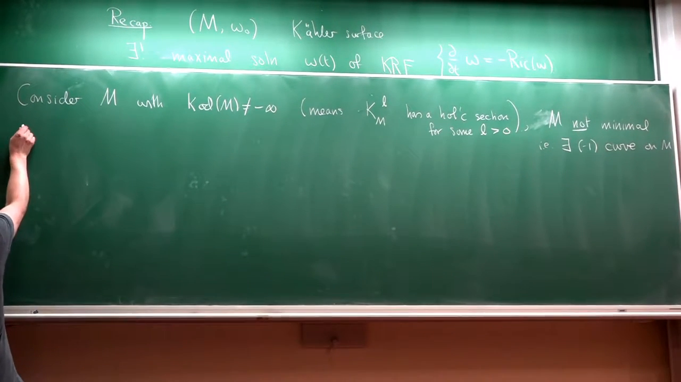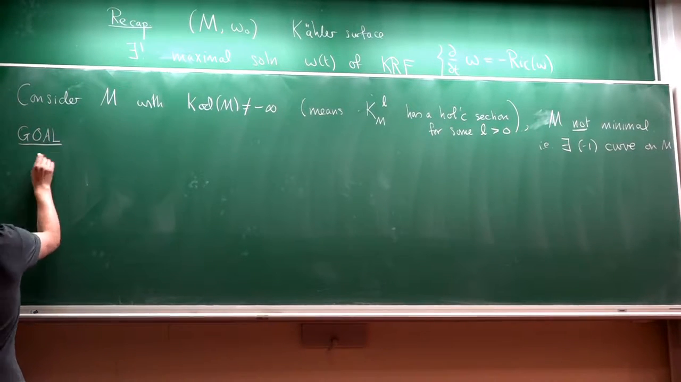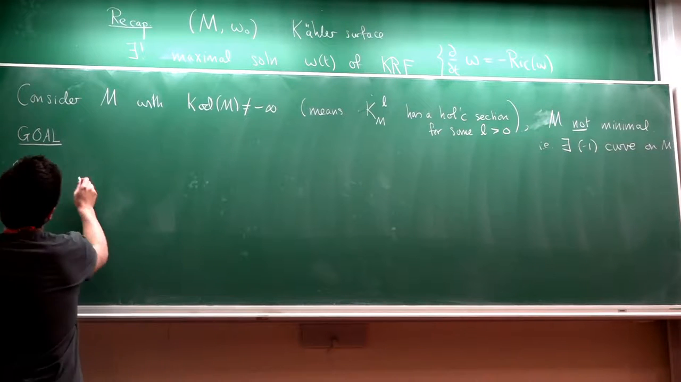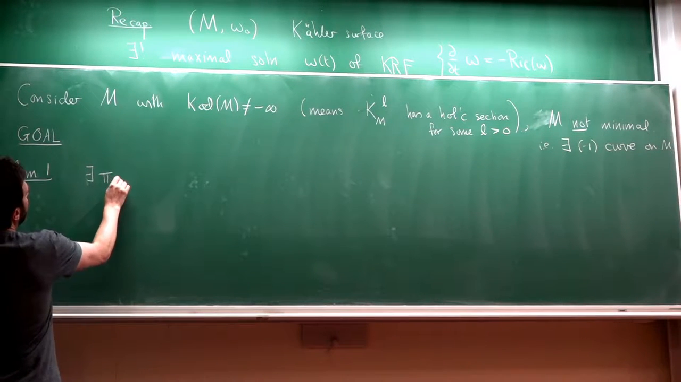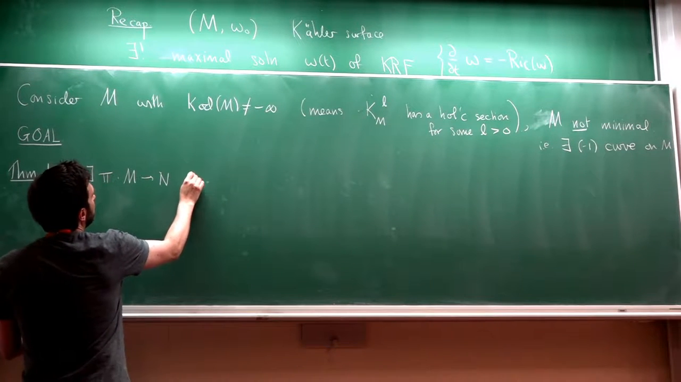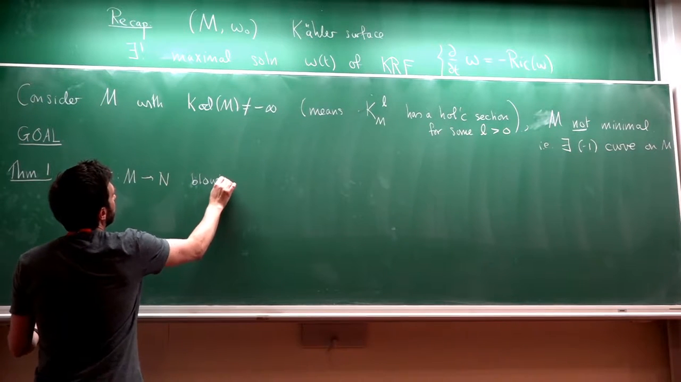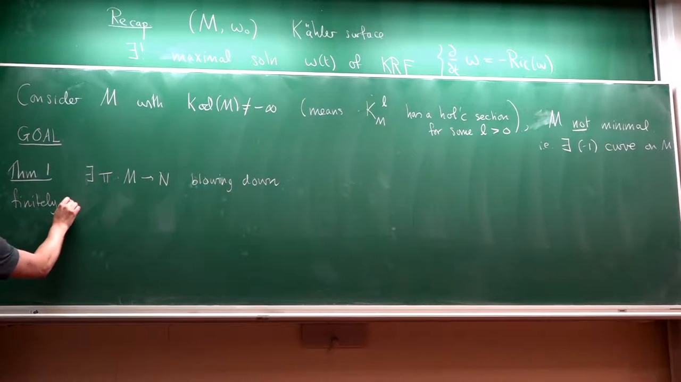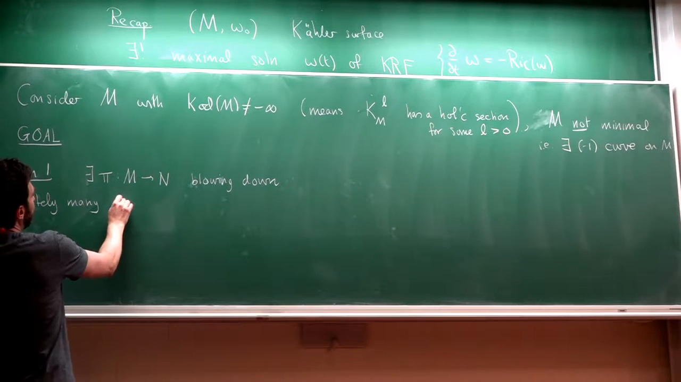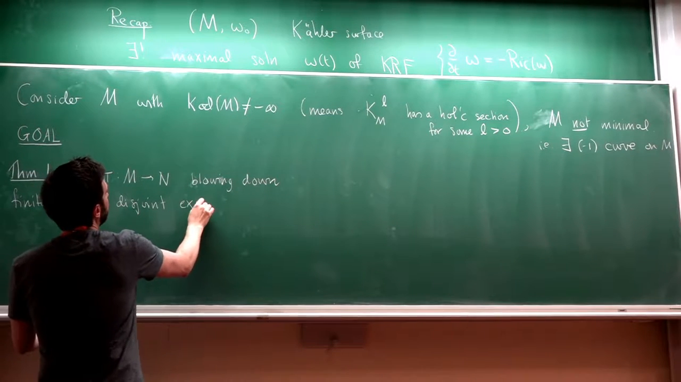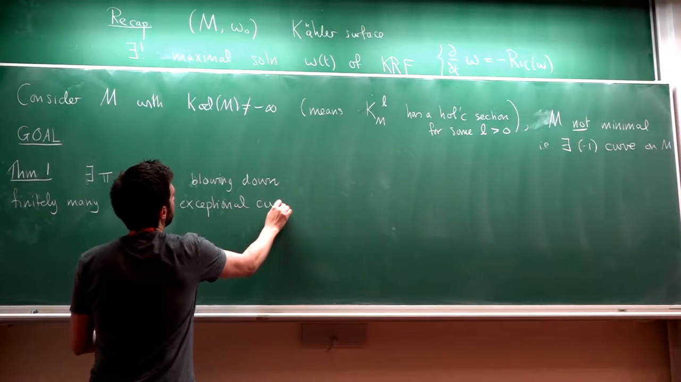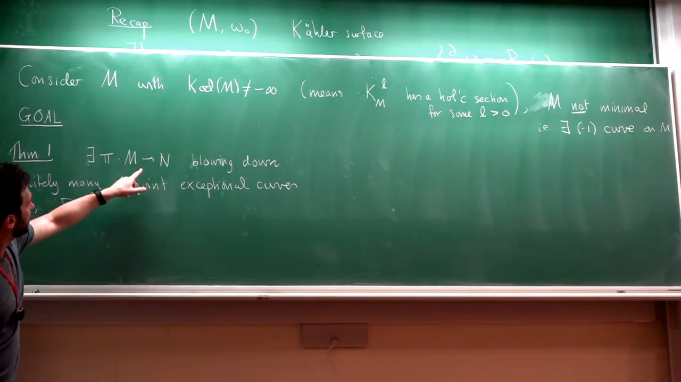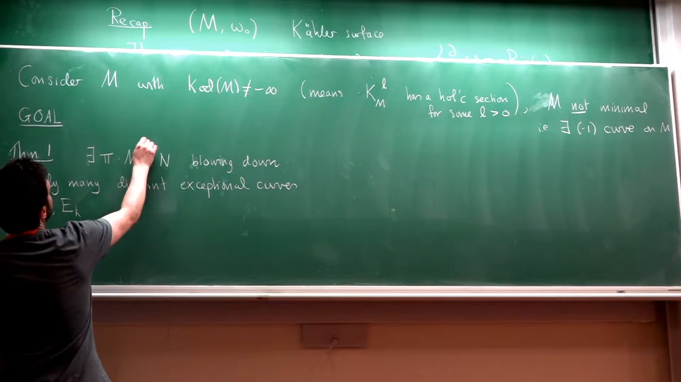So my goal is I want to prove today two theorems. The first one says that under these assumptions, there exists a blowdown map, pi from M to N, which blows down finitely many disjoint exceptional curves E1 up to EK down to points on N. This is a holomorphic map.